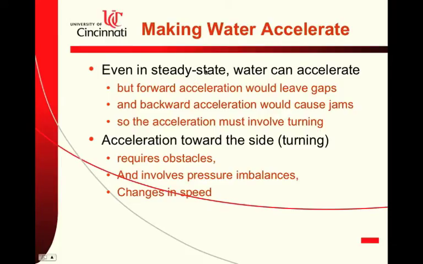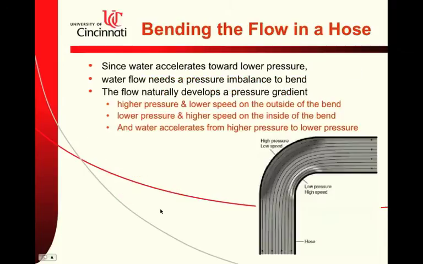Even in a steady state, the water can accelerate. But the point is, if you had a forward acceleration, it would leave gaps. And if you had a backward acceleration, it would essentially cause jams, meaning that density would increase. So the acceleration has to involve turning. And so the acceleration towards the side involves obstacles, and you have to do it by doing pressure imbalances. And this is what actually changes the speed.